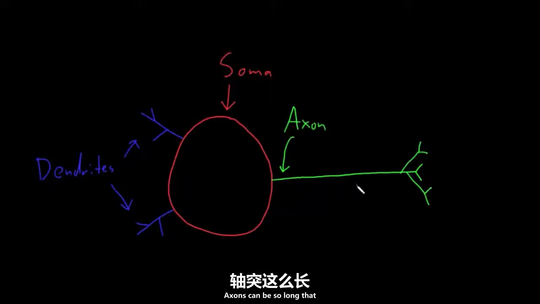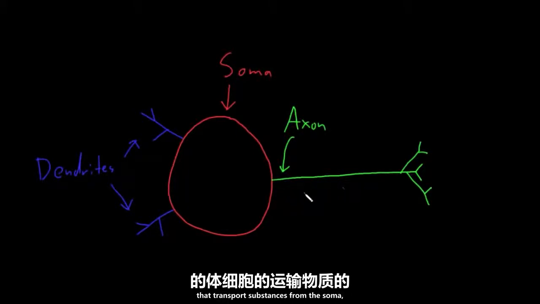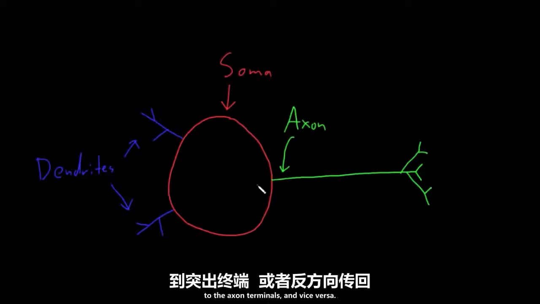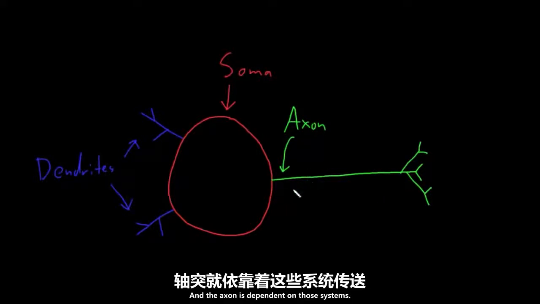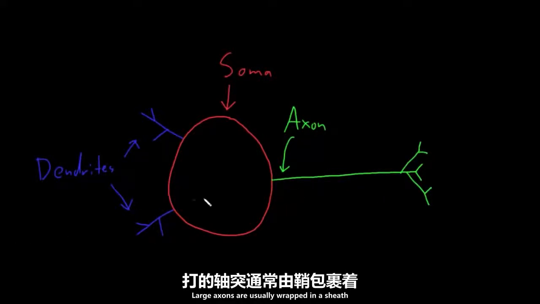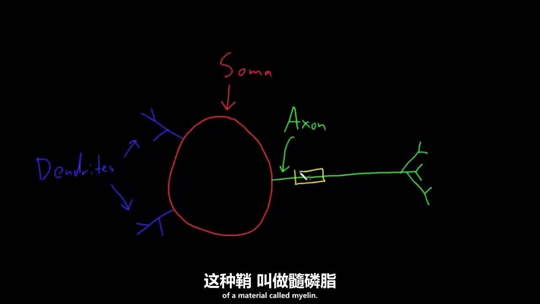Axons can be so long that they are dependent on systems that transport substances from the soma, which contains most of the organelles, to the axon terminals, and vice versa. Things have to be transported both directions, and the axon is dependent on those systems. Large axons are usually wrapped in a sheath of a material called myelin.